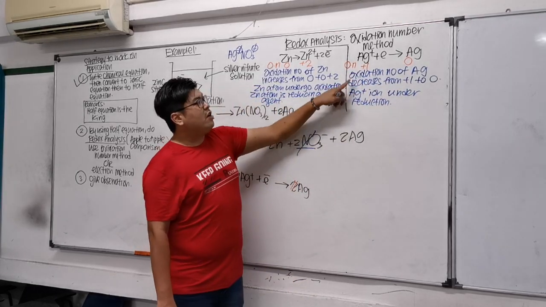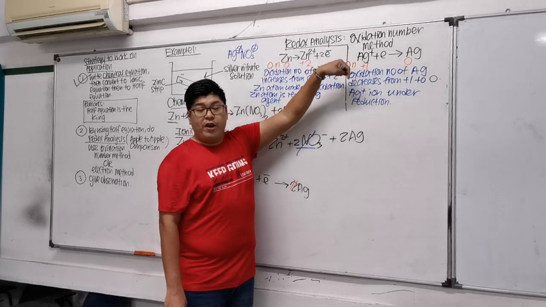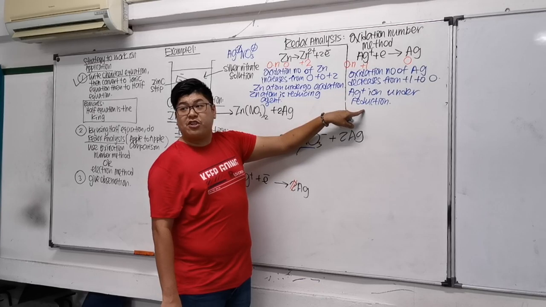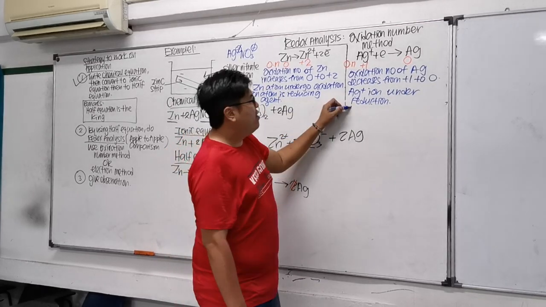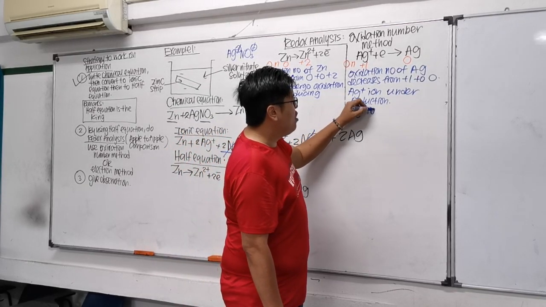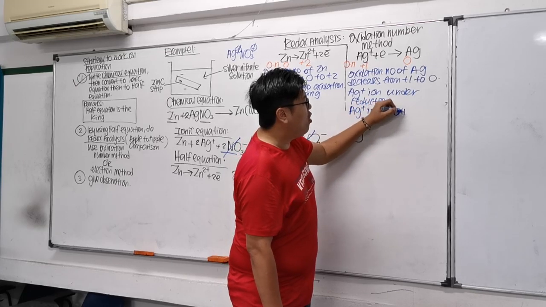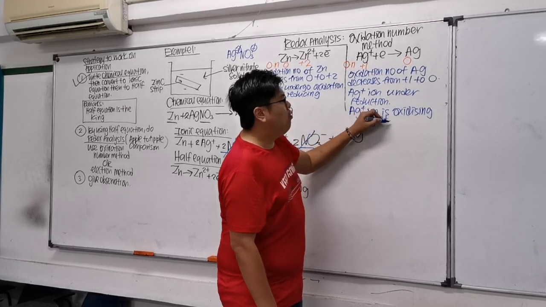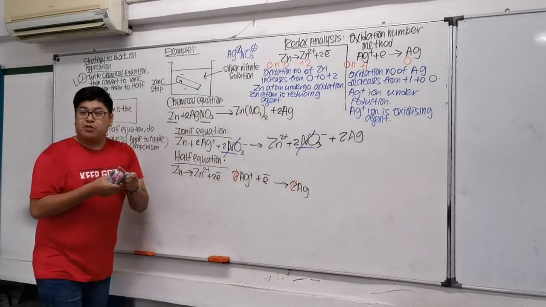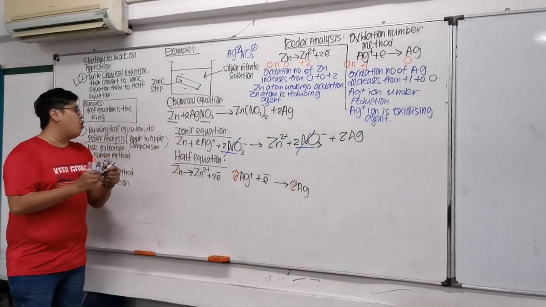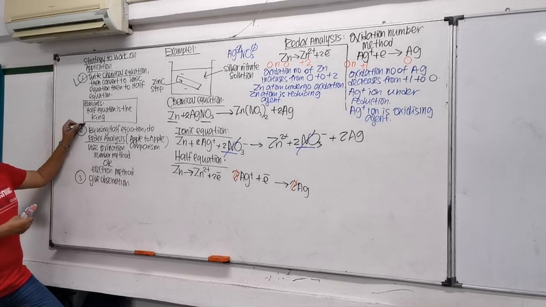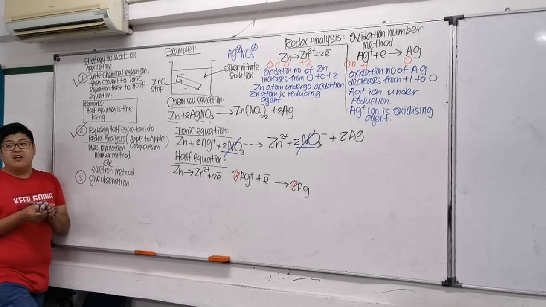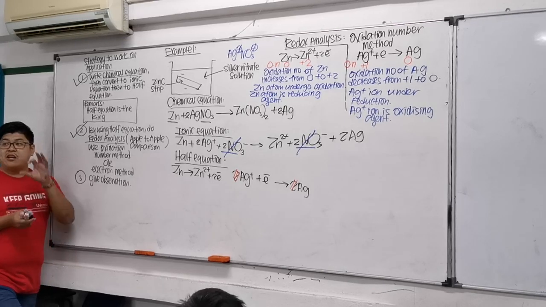Why? Because your oxidation number goes down. When oxidation number goes down, you undergo reduction. When you undergo reduction, what agent are you? So Ag+ ion is automatically the oxidizing agent. Any questions? So this whole thing is called redox analysis. This is apple to apple comparison. This is what we learned in the past 3 lessons.